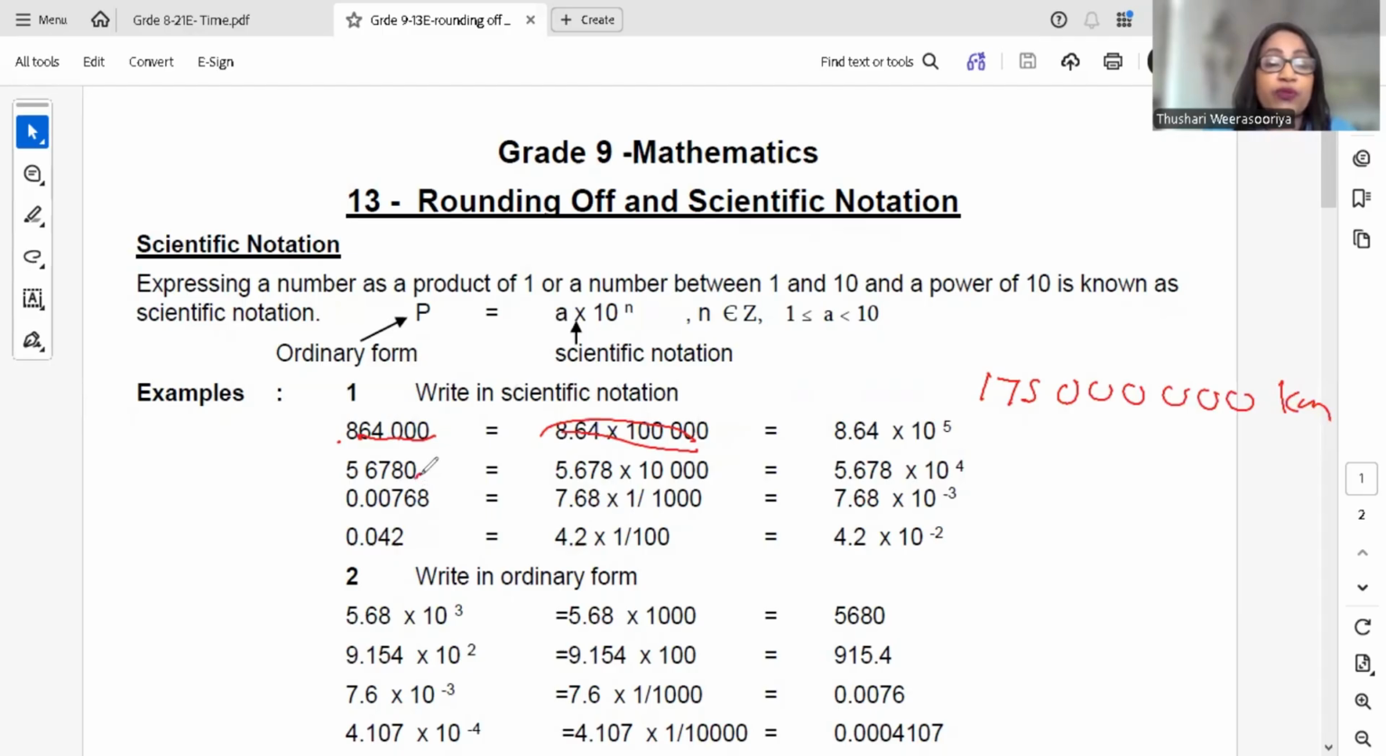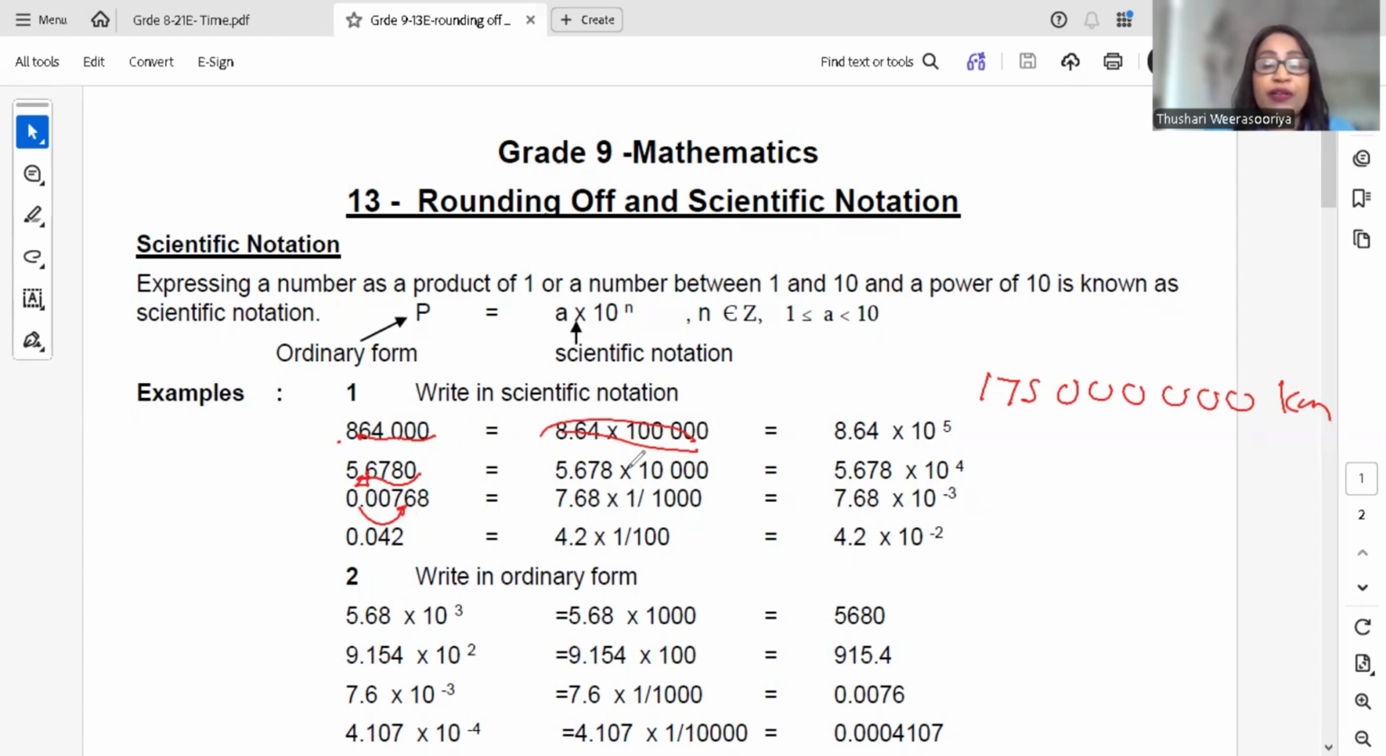Now look at the decimal place going till you find one digit, 4 places. 5.678 into 10,000, that is 10 to the power 4, right? If the decimal place goes to the left-hand side here, then the decimal place goes to the right-hand side till you find one digit. That is 7.68 into 10 to the power minus 3, right?